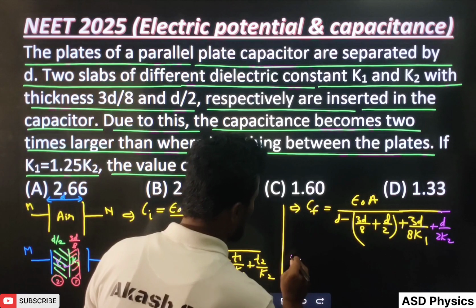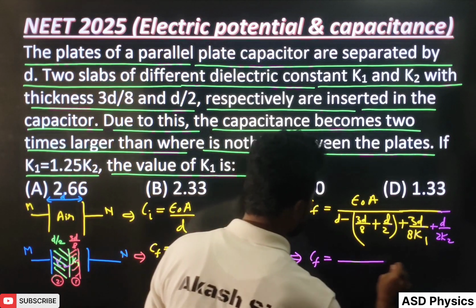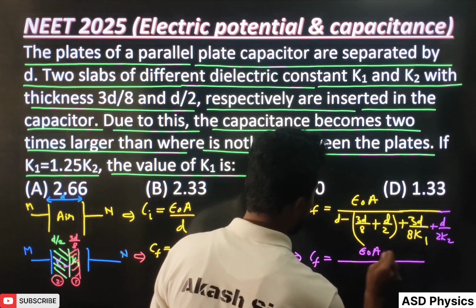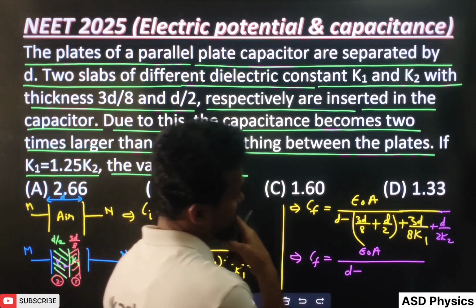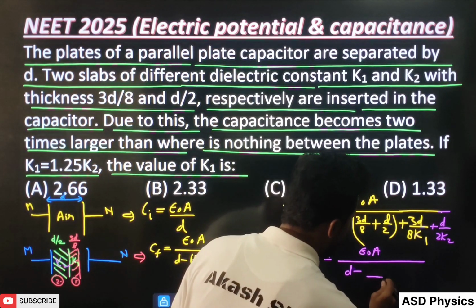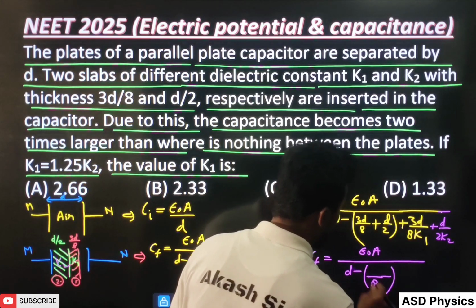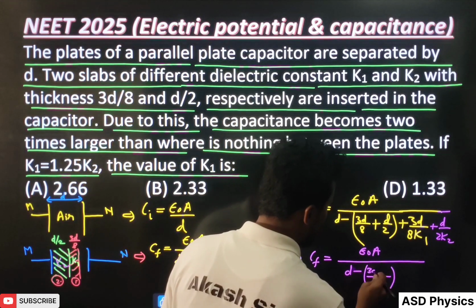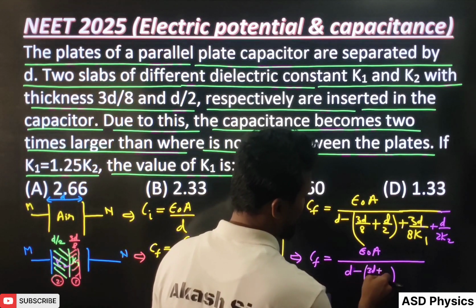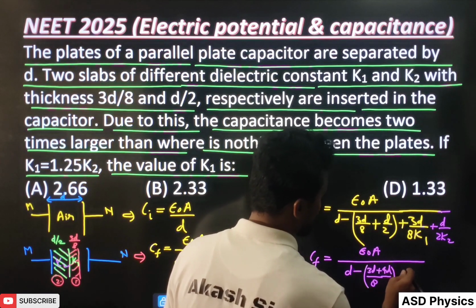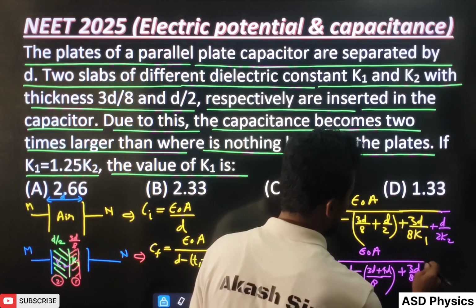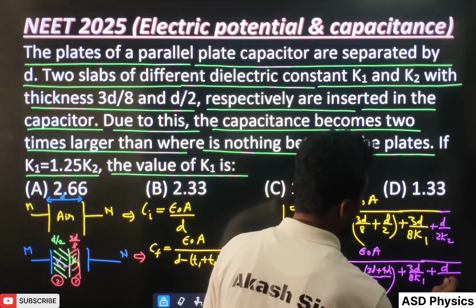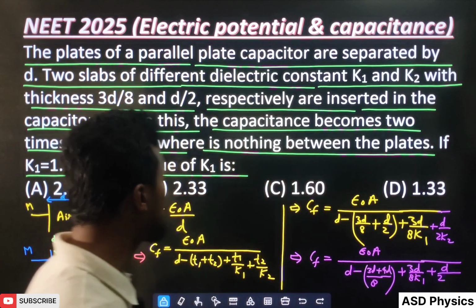So what will this become? CF equals epsilon naught A by D minus 3D by 8 plus D by 2. Take the LCM, which is 8. It will become 3D plus 4D... so D minus 7D by 8 gives 4D... Kindly see here: plus 3D by 8 K1 plus D by 2 K2.